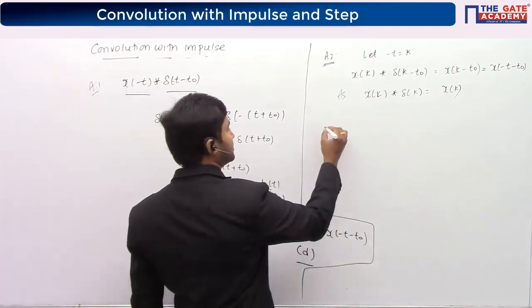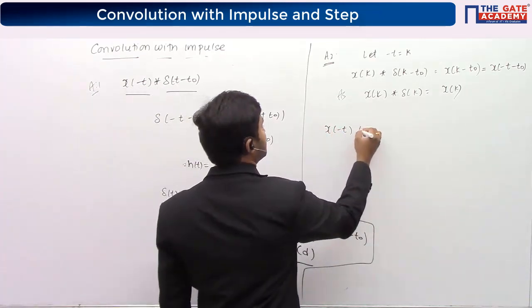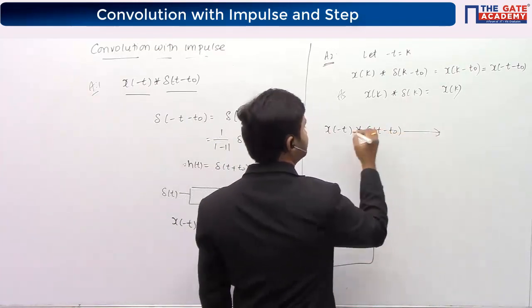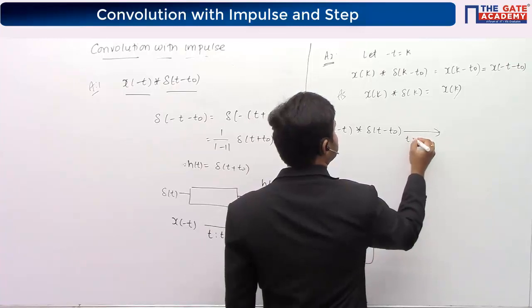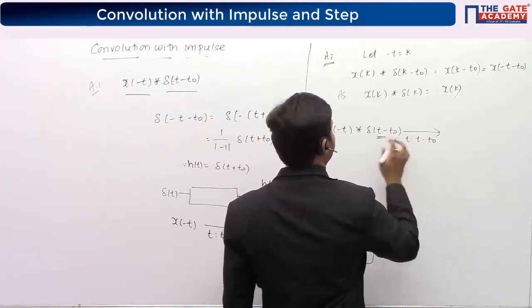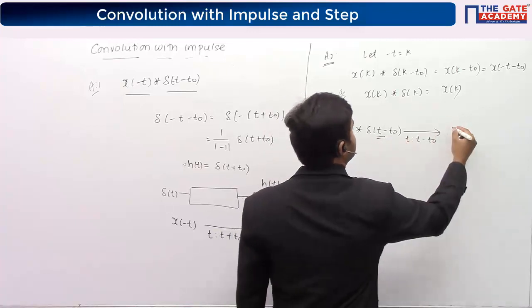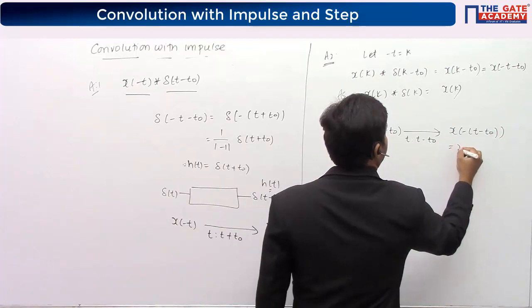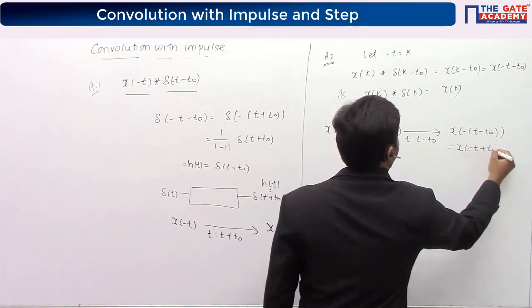Okay, so if the question is x of minus t convolved with del of t minus t naught, then what we have to do here? Then the operation we are performing here is nothing but t becomes t minus t naught, the delay circuit, right? So it is going to be x of minus t minus t naught. It becomes x of minus t plus t naught.